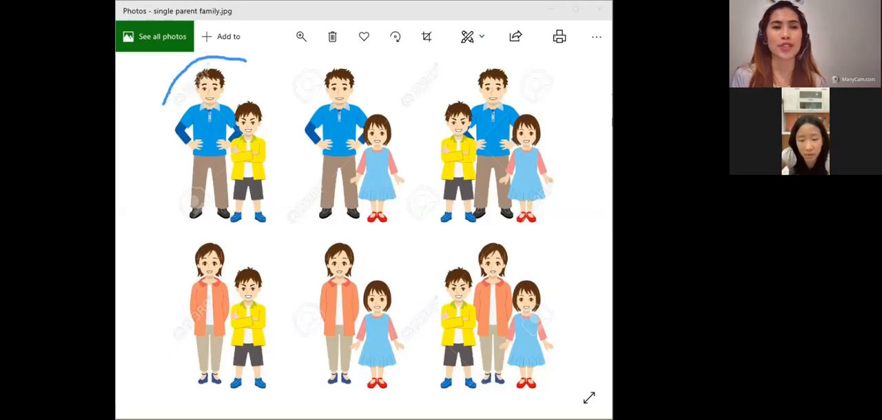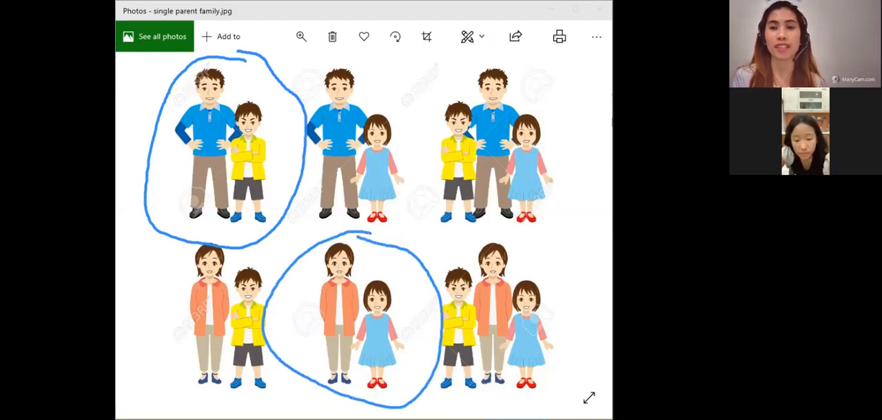Look at this picture number one. Do they have a mom in their family? No. Do they have a father in the family? No. So how many parents are there in each family? There's one parent. One is called single. So what kind of family do they have?